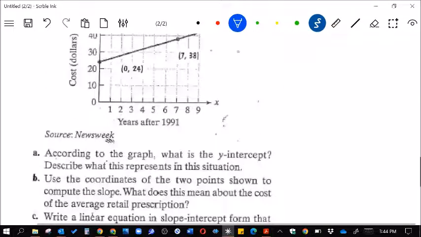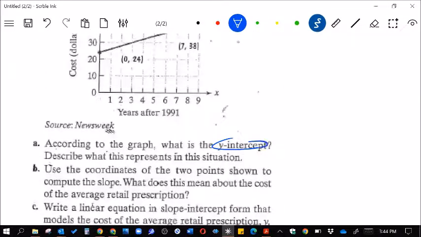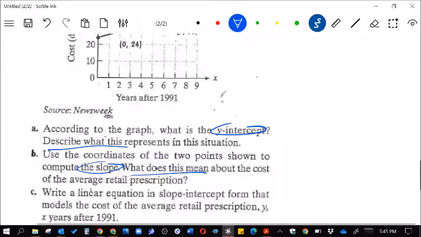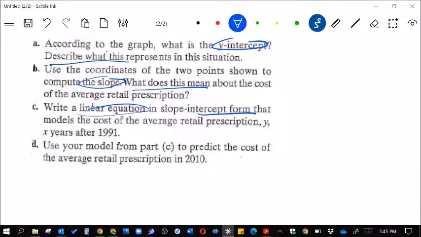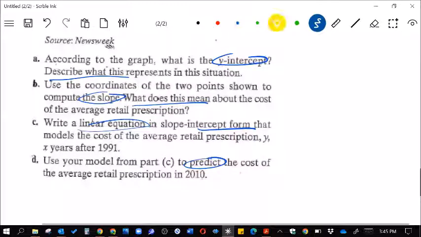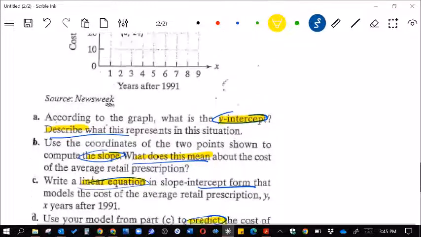So what's the y-intercept, and describe what it means. Use the two coordinates to compute the slope and say what the slope means. And then write a linear equation in intercept form. And then use your model to predict the cost in 2010. So we're getting a y-intercept, the slope, a linear equation, and we're going to predict. And then we also have to describe and say what it means. All right, so let's do that.